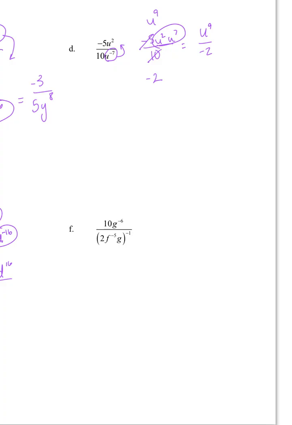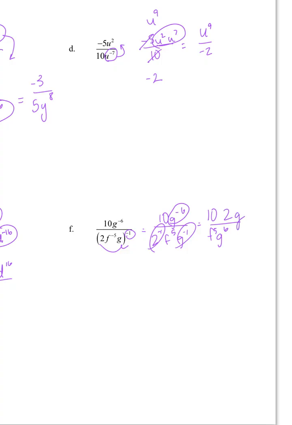Okay, I'm going to deal with this sort of the same way. I'm going to make sure that everything inside these parentheses has been distributed with that negative 1 exponent. So I'm going to have 2 to the negative 1, f to the positive 5, and g to the negative 1. And then my next step is moving everything that has a negative exponent. So I want you to see that the 10 and the f to the 5th don't move. They don't have negative exponents, so they're just going to stay exactly where they are. So I'm going to move this, I'm going to move that, and I'm going to move this.